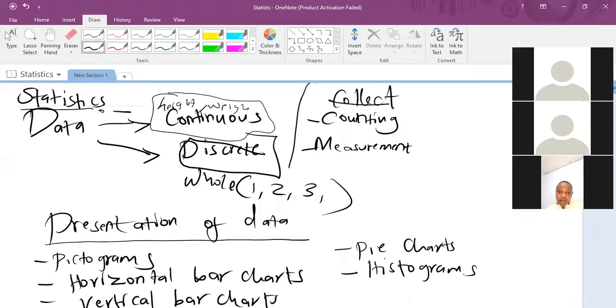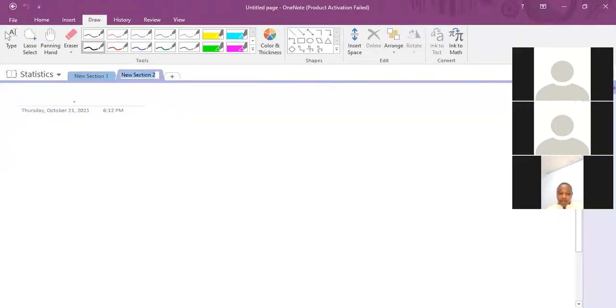So basically, pictograms just entail presenting data in picture form. We can use symbols to present them in picture form, a bit of drawing or something like that. It does not matter, you're not limited. You can just use any type of picture to represent. Now, horizontal bar charts, this is basically having your data represented in equally spaced horizontal rectangles. So let me have a drawing for that.